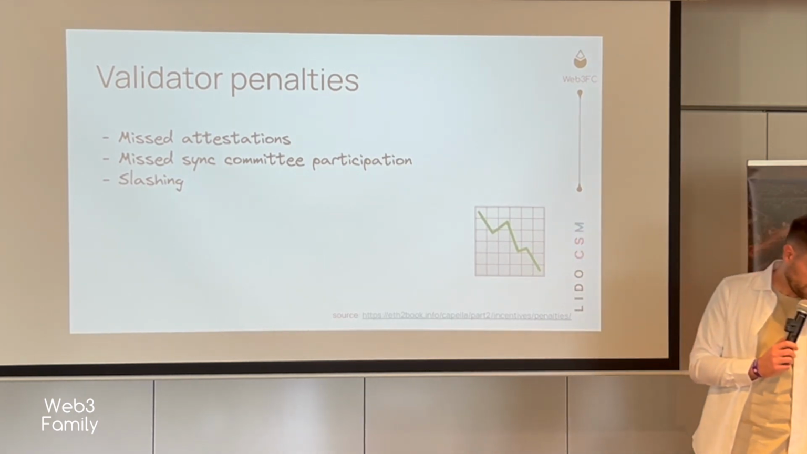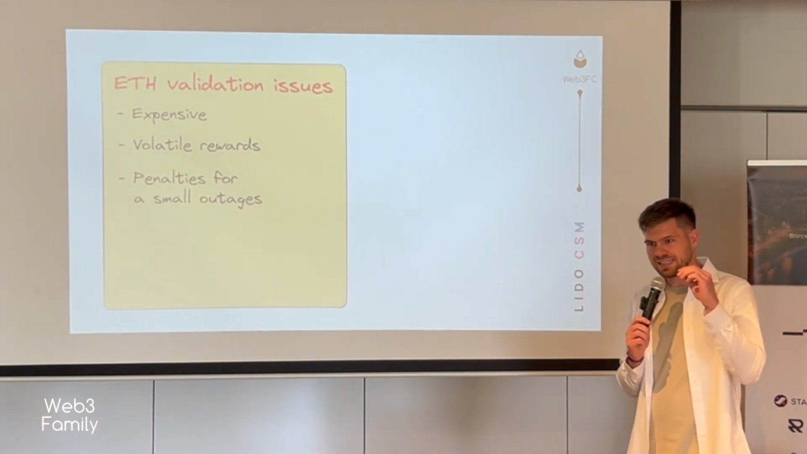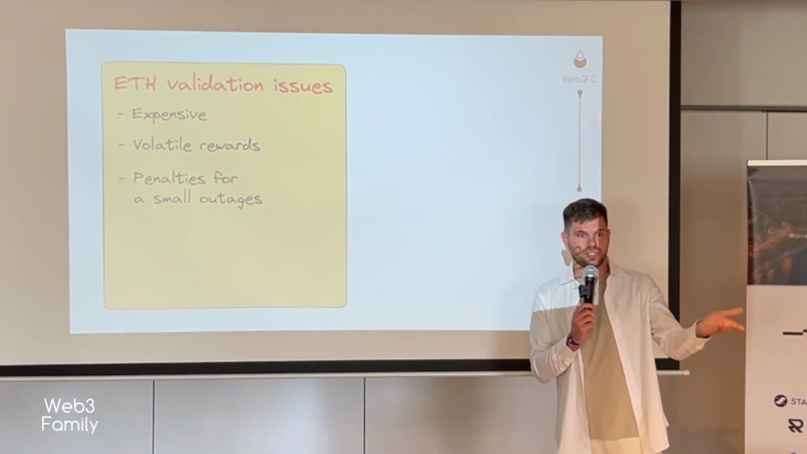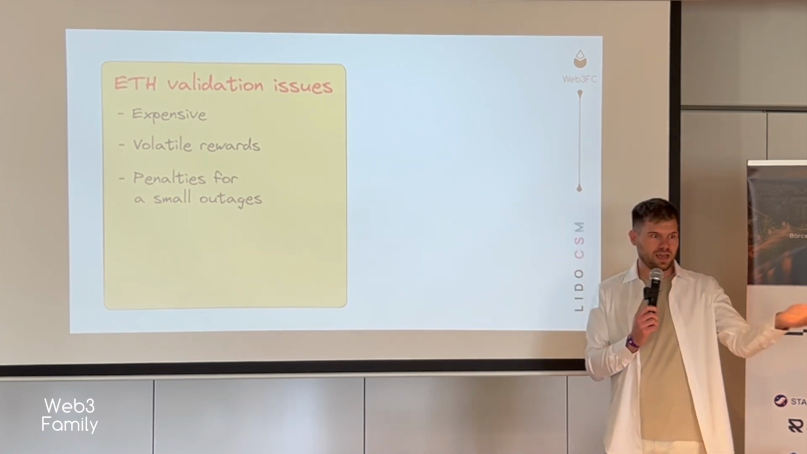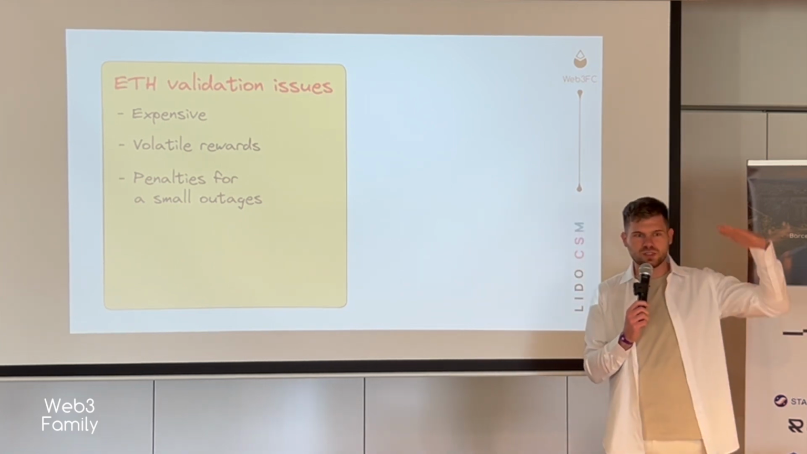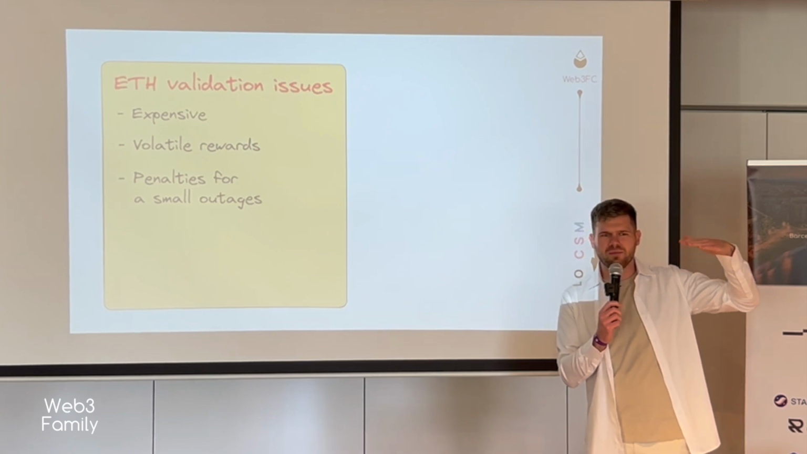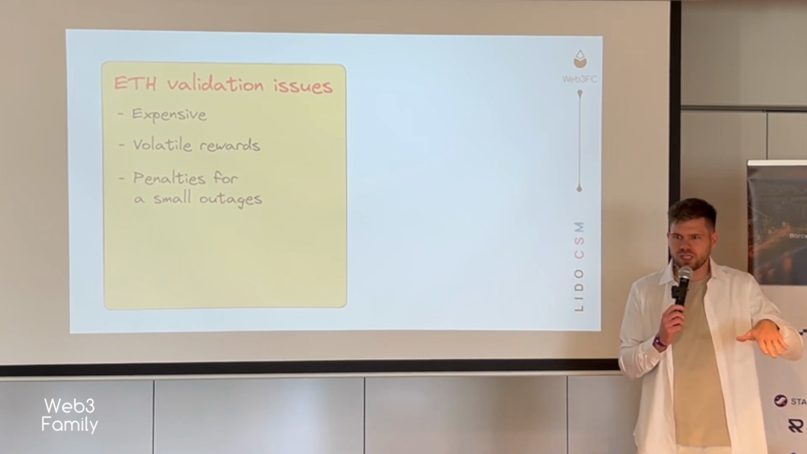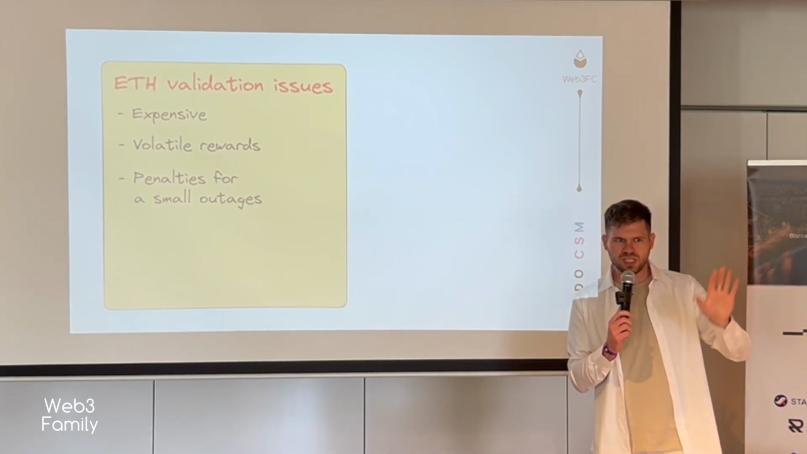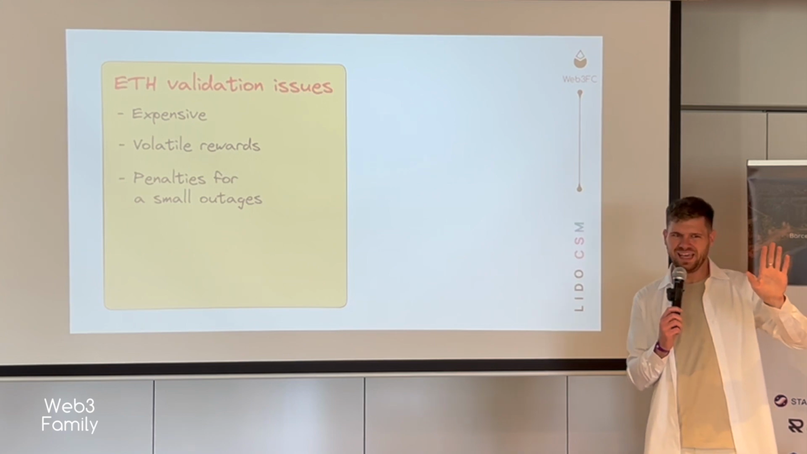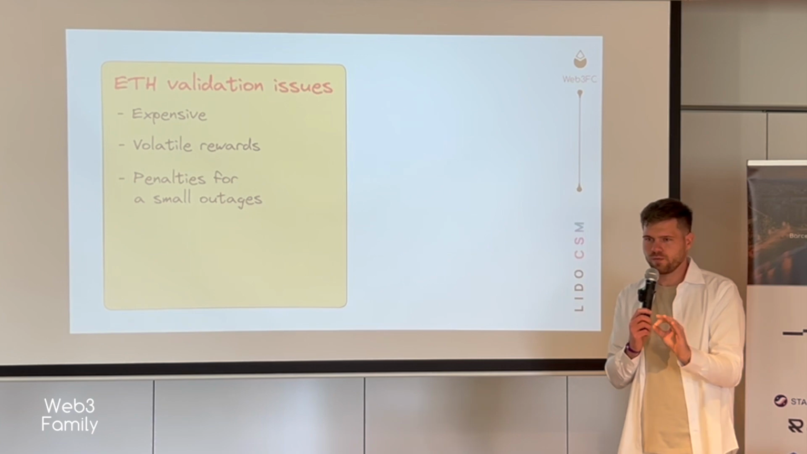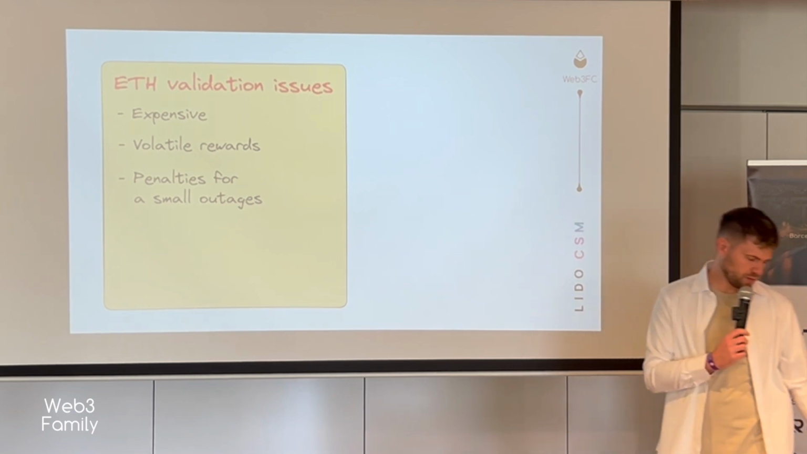And that's the third problem of Ethereum validation. It's penalties for even small outages. It's not a typical thing, I would say, for proof-of-stake networks. Take Avalanche as an example. If you are validating Avalanche, the only thing you need to do is to maintain uptime above 80% or so. So small outages have nothing to do with a reduction in your rewards or with penalties. You just need to be like, okay, and that's it. While on Ethereum, even being offline for an hour or for half of a day will be noticeable in your rewards.